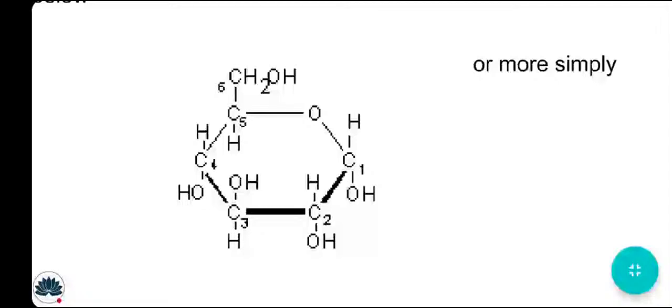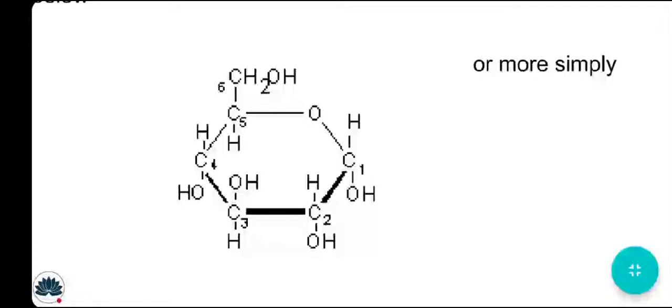And how can you determine it? You are required to focus on carbon number 1, where the hydroxyl group is present. Is it below or above carbon number 1? If it is present above carbon number 1, then it is beta glucose. And when it is below carbon number 1, then it is alpha glucose.